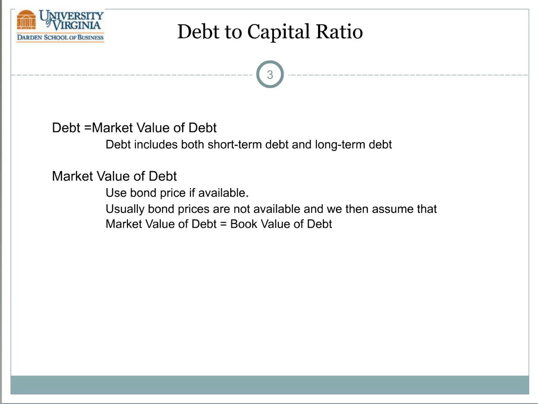It is easier if at least some of the firm's outstanding debt is actively traded. We can then use these prices to determine what is the relationship between market value and book value. However, since current bond prices are usually not available, we very often assume that the market value of debt is equal to the book value of debt.